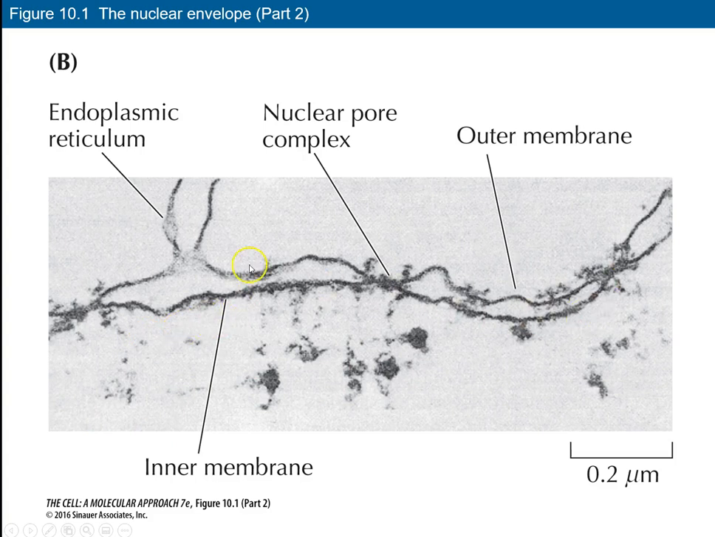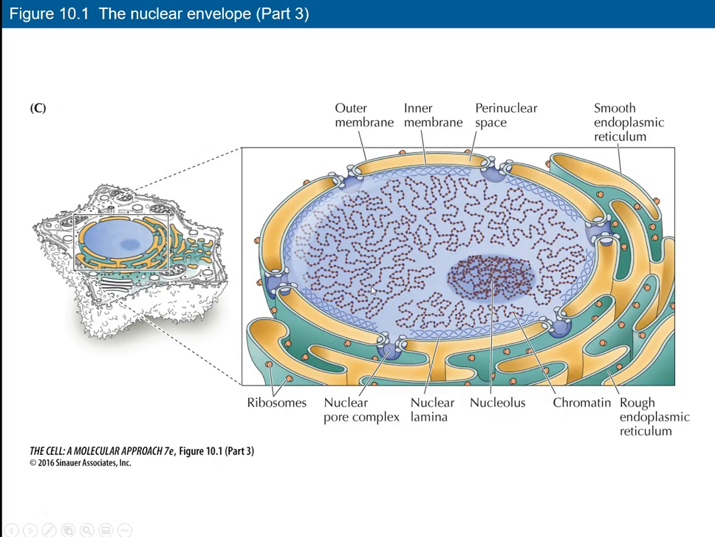This is the outer membrane. You can see that it's continuous with the endoplasmic reticulum, and then here it's showing you the pore complex. Okay, and so if you look at that in a drawing type of diagram here, again, you can see this is inside the nucleus, right?